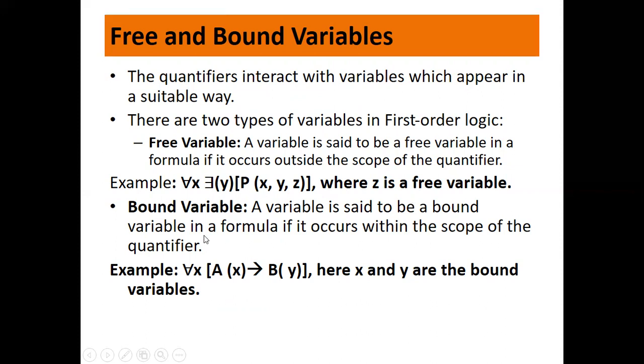Then we have the second type, that is, the bound variable. A variable is said to be a bound variable in a formula if it occurs within the scope of the quantifier. If you look here, x and y are bound variables because they are associated with the quantifiers. Here again, the same example: for all x, if x is a, then y is b. So here x and y both are bound variables. If a variable is associated with the quantifying variables, then it is a bound variable. If it is not associated, then it is a free variable.